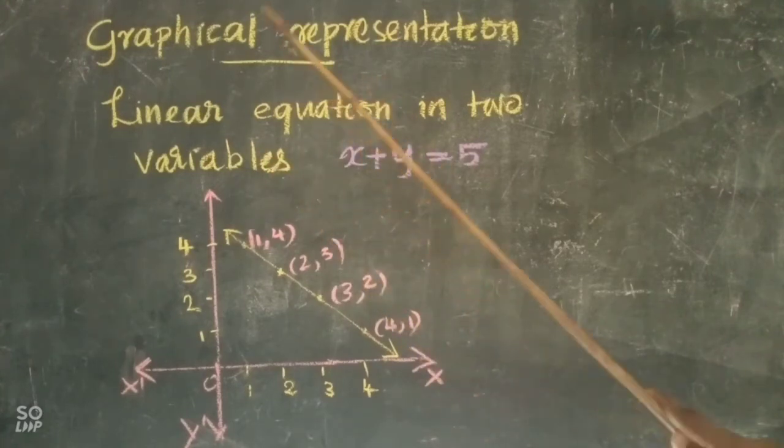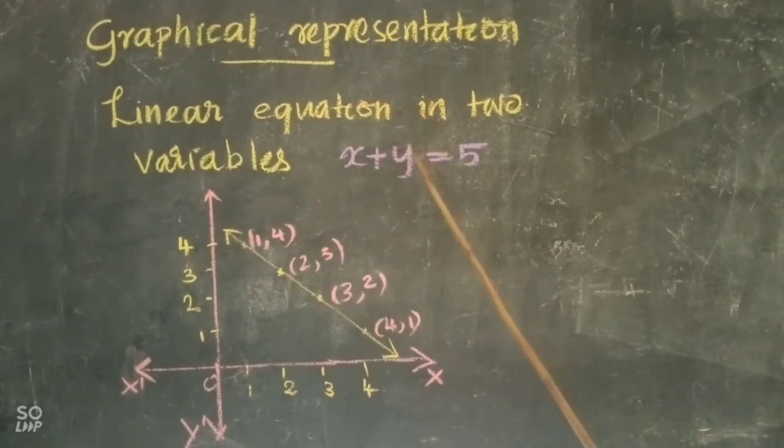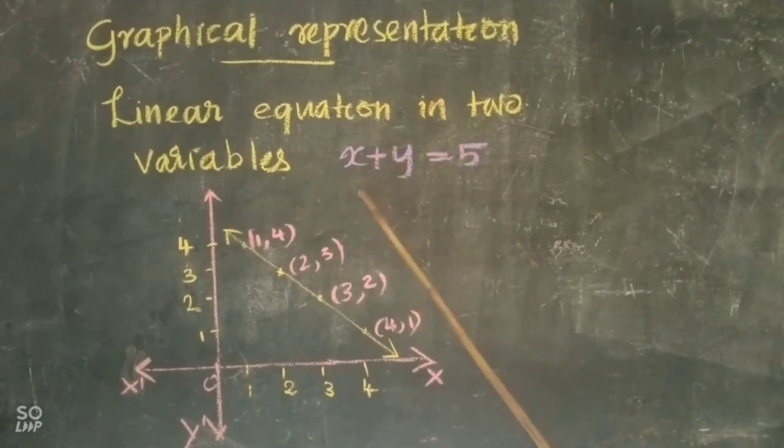So let us conclude it once again. The graphical representation of a linear equation in two variables is a straight line, and there are infinitely many solutions for a linear equation in two variables.